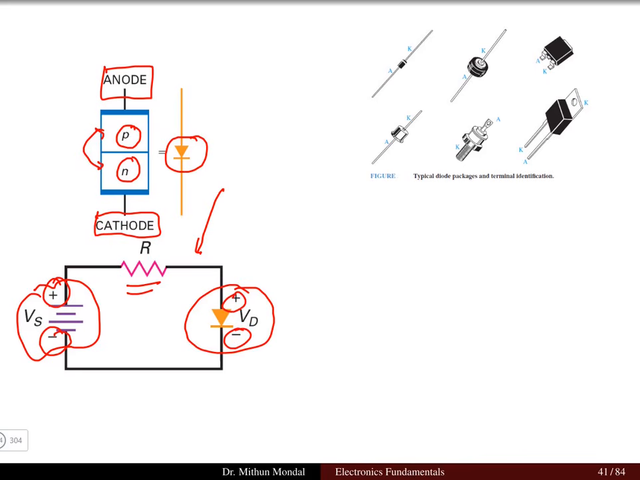The diode will be forward biased or reverse biased depending upon the polarity of the voltage and the polarity of the P and N type semiconductor. These are the different diode packages available in the market with different shapes and sizes, which we use for laboratory purposes.